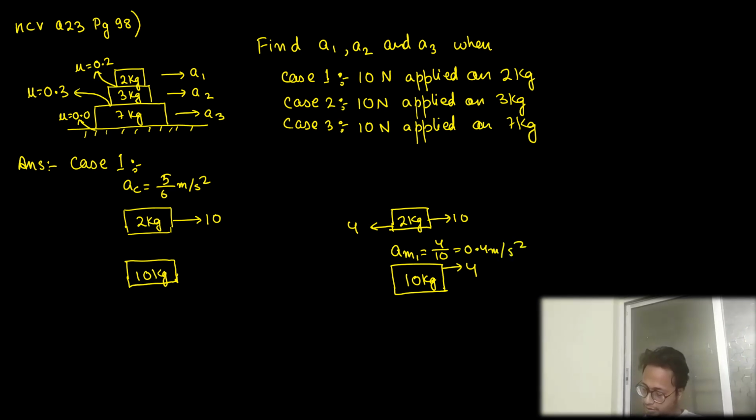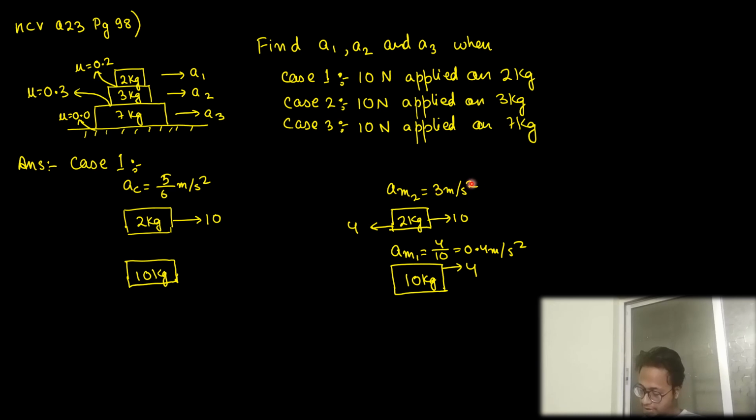And out here maximum acceleration is equal to net force. Net force is nothing but 10 minus 4, which is 6, divided by 2. So 6 divided by 2 is 3 meter per second square. Now one more thing.